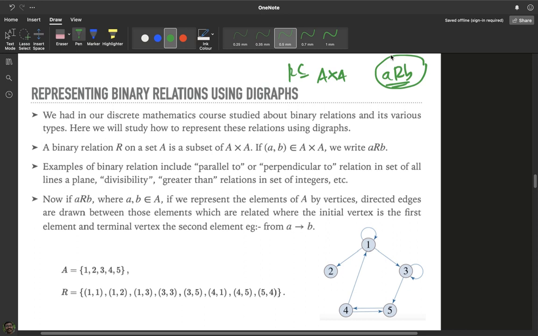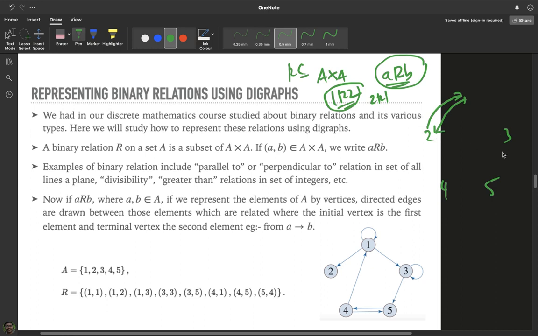It's very simple. We will represent the elements of the set A by vertices. Suppose the elements of A are, for example, 1, 2, 3, 4, 5, and we represent them by vertices. Now if 1 is related to 2, we will draw a directed edge from 1 to 2. Here the order is important. 1 related to 2 does not mean 2 is related to 1. So if 1 is related to 2, I'll just draw an edge from 1 to 2. And if 2 is related to 1, I'll draw another edge which starts from 2 and ends at 1. This is how you represent binary relations.